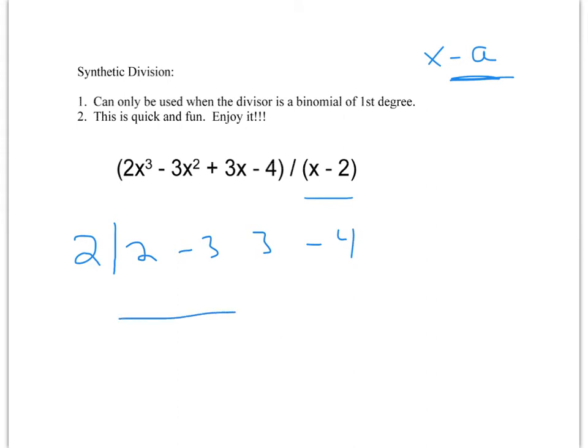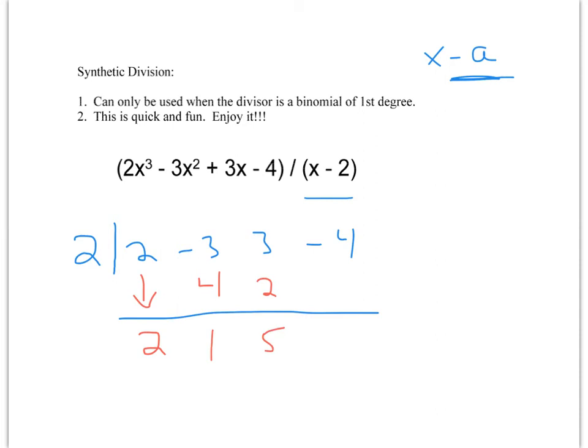I'm going to draw a line. I just bring the first guy down, so I bring that 2 down. Now I'm just going to multiply through. 2 times 2 is 4. I'm going to add this time, so negative 3 plus 4 is 1. I'm going to multiply. 2 times 1 is 2. I'm now going to add. 3 plus 2 is 5.